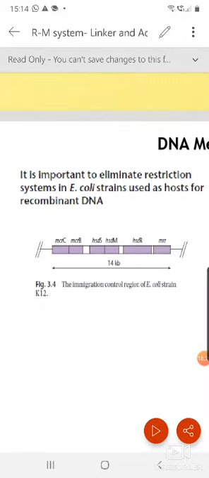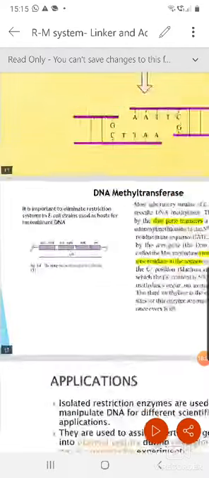A host E. coli cell where we are going to introduce our manipulated gene should always be R minus, M minus. R stands for restriction, M stands for methylation. So a wild type E. coli is R plus, M plus. It has both the restriction and modification system, and the one we are going to use as a host for manipulating our recombinant DNA should be R minus, M minus. Now what about R plus, M minus, or R minus, M plus? Please study and get back to me.